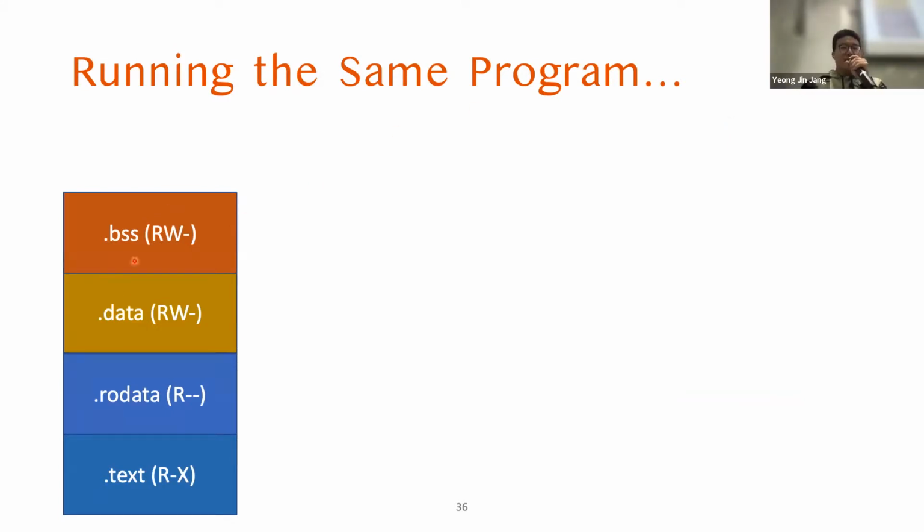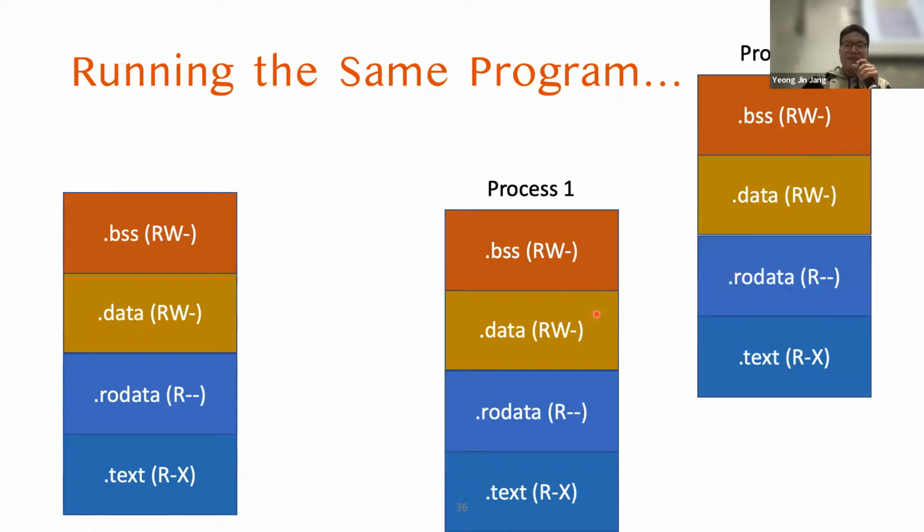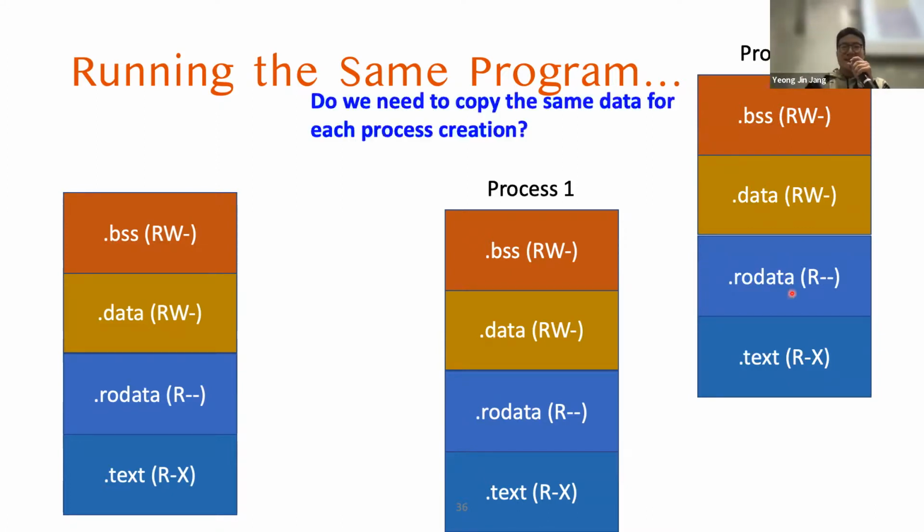Suppose the program is something like this, and you can regard this as physical memory. Whenever you run the same program as a new process, you need to copy the entire thing into physical memory, build a virtual memory for that, and then run the instance. Whenever you invoke another program, we need to copy all the memory again, build the physical memory and virtual memory, and then run the process. So the question is, do we need to copy all the same data again and again whenever we create a new process? The answer is no.